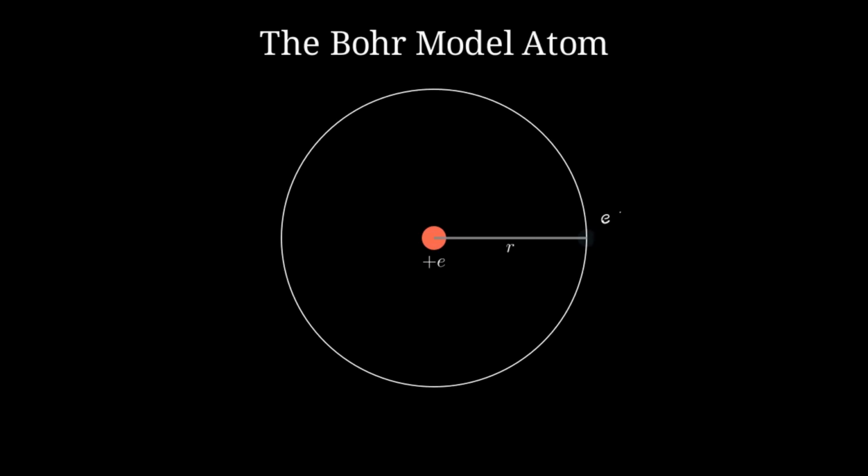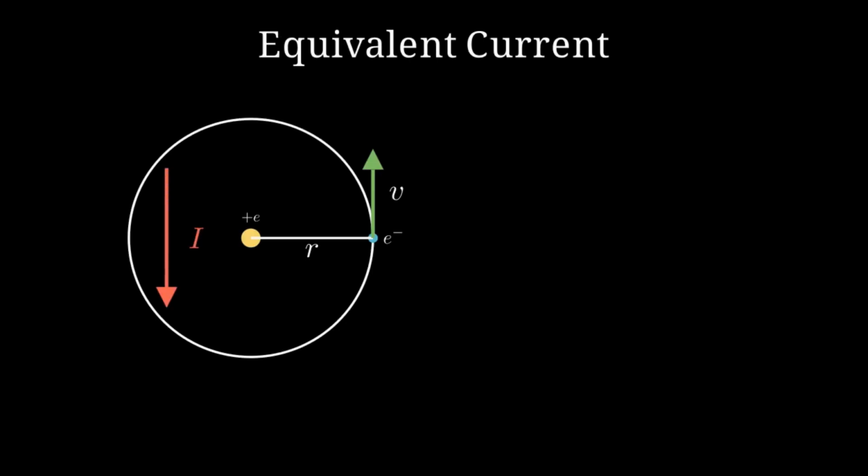We begin with the Bohr model of the atom, where an electron of charge e and mass m orbits a nucleus at a radius r with a constant velocity v. This movement creates a tiny current loop. Because the electron is a moving charge, it generates an electric current.